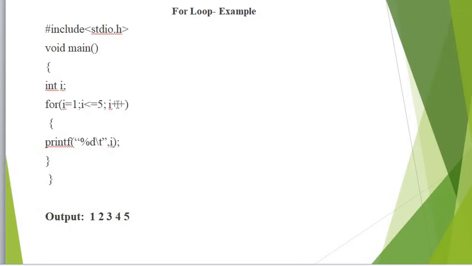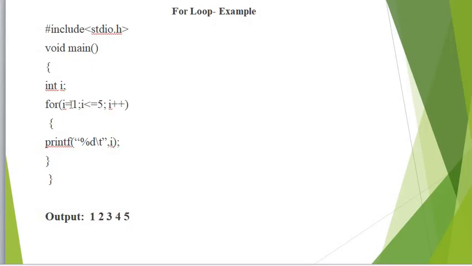Again it will be incremented. Now the I value is 6. 6 less than or equal to 5. The condition is false. So the loop will not be executed. It will exit from the loop. This is how the for loop will be executed.